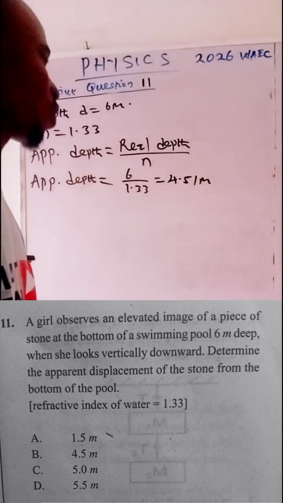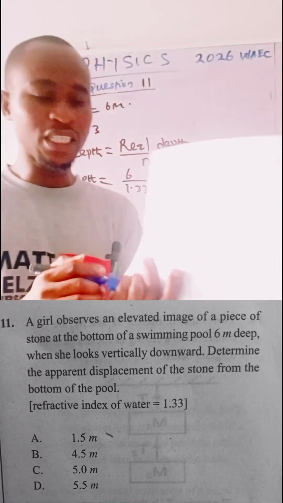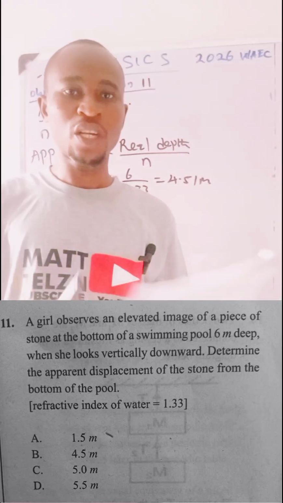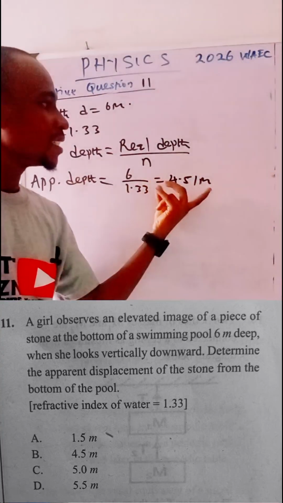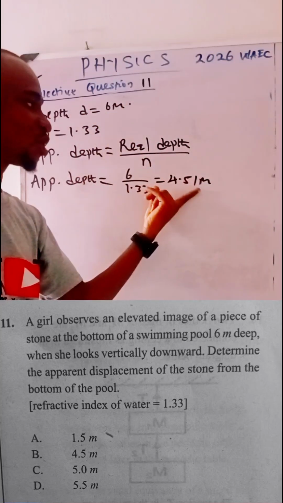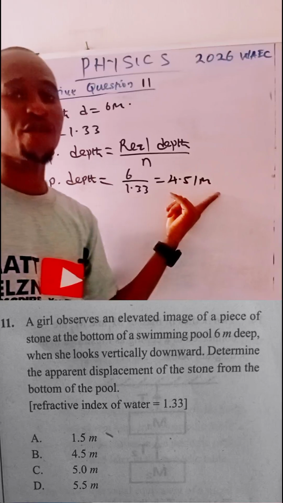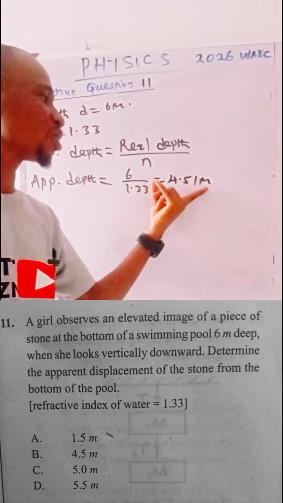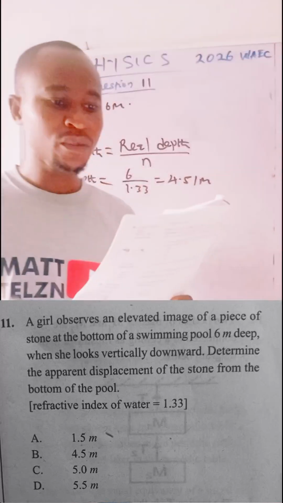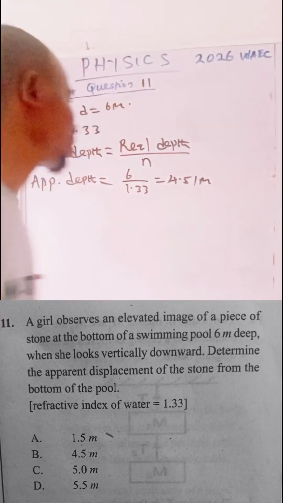Okay, 4.51 meters. Now this 4.51 meters simply means the depth of the image. Now you notice that the depth of the pool is 6 and the depth of the image is what? 4.51. Okay, that means this is not the real depth of the pool. Now they ask us to calculate the apparent displacement of the stone. What is going to be the apparent displacement?